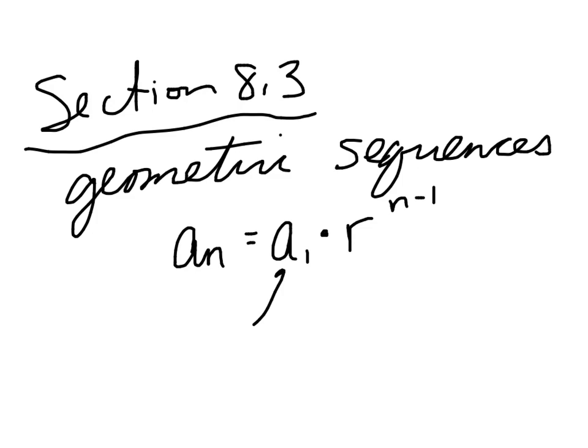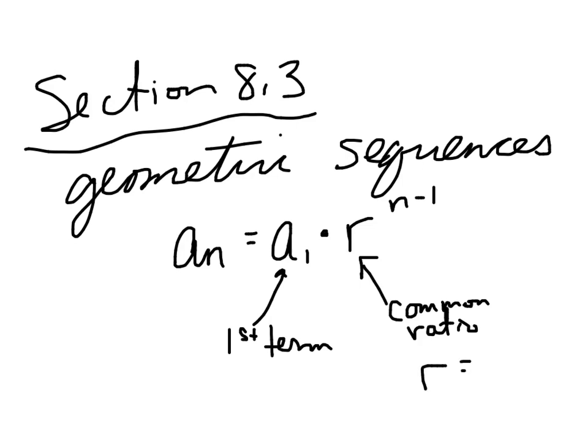And just like the last section, a1 refers to the first term. And the r stands for the common ratio. This is the number by which you are multiplying or dividing every time. A lot of times you can find that ratio by taking the second term divided by the first term. Or in this case, any two consecutive terms. You take the higher term divided by the lower term, as long as they're consecutive.